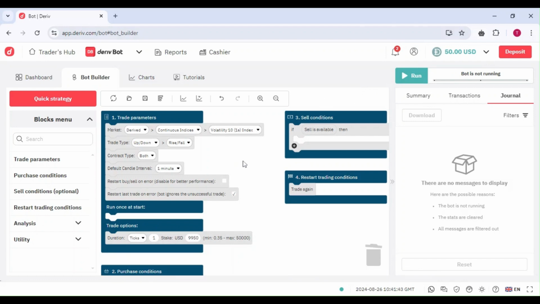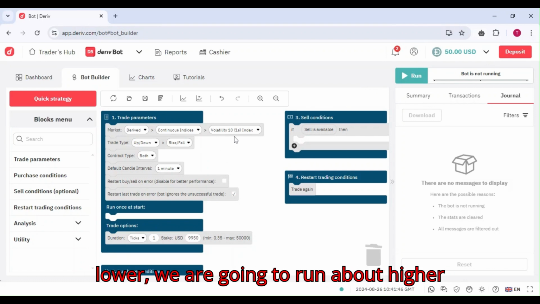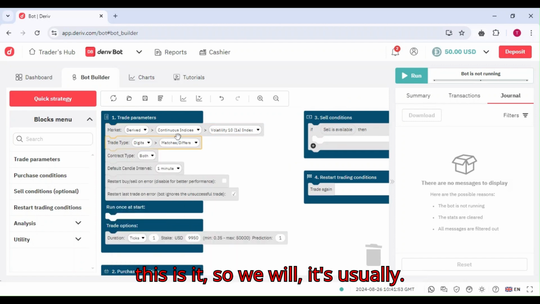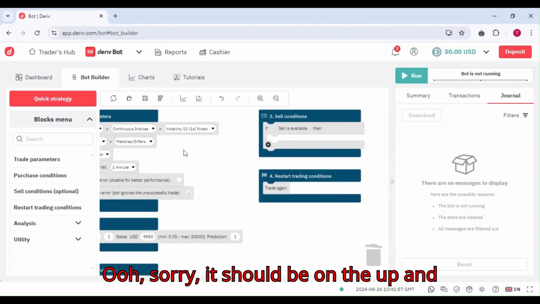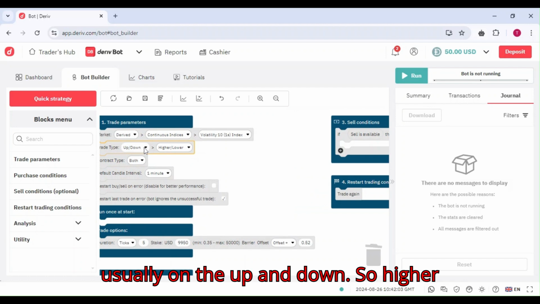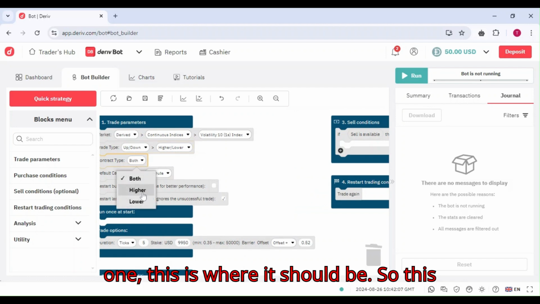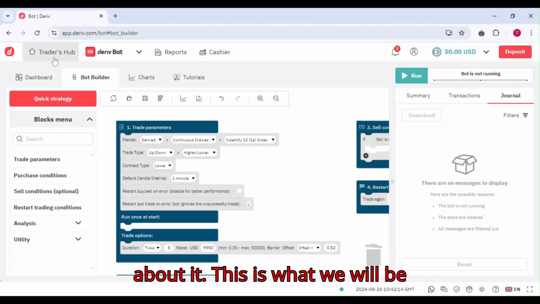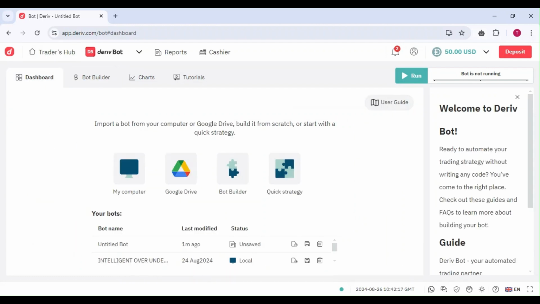So let's proceed. Today we are going to run about higher lower, the higher lower contract type. This is it, digits, this is it. Sorry, it should be in the up and down section. Sorry, not digits, it's usually on the up and down. So higher one, this is where it should be. So this is what we will be doing today. Let's now dive into it and see how one should go about it.